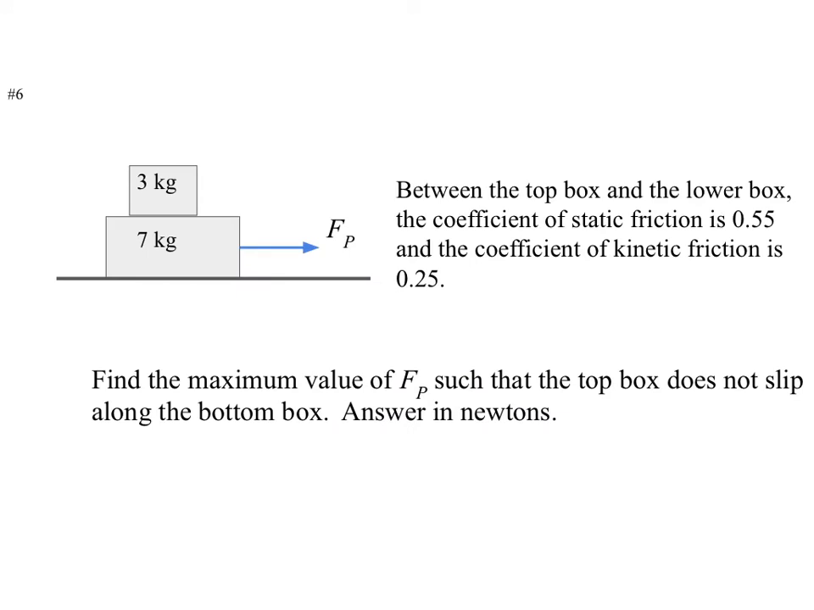All right, we have a 3 kilogram box sitting on a 7 kilogram box, and the 7 kilogram box is being pulled. Between the top box and the lower box, the coefficient of static friction is 0.55, and the coefficient of kinetic friction is 0.25. Find the maximum value of Fp such that the top box does not slide along the bottom box. Answer, of course, in newtons.